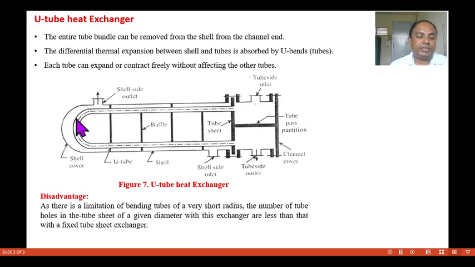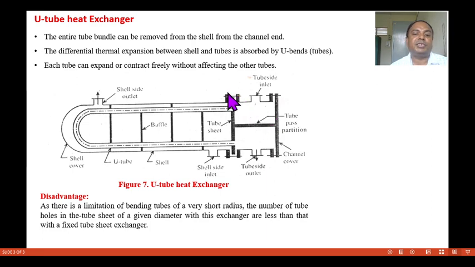So this arrangement is done to address what we have seen, that in a fixed tube heat exchanger, the problem of mechanical cleaning of the tube from the outside was persistent. But in this case, this problem is resolved, since this tube bundle, or this U tube, from the channel side can easily be separated, and mechanical cleaning from outside can be done.